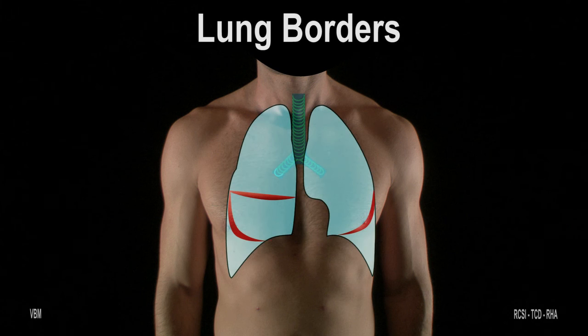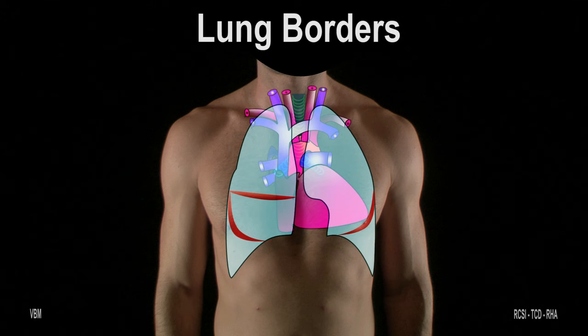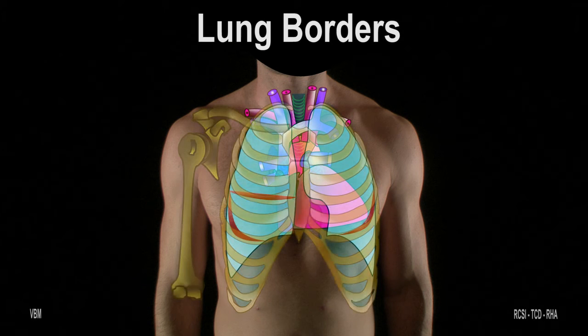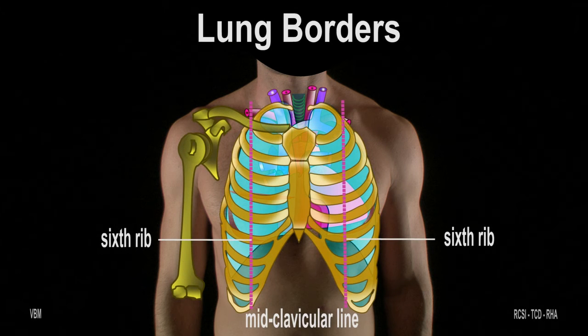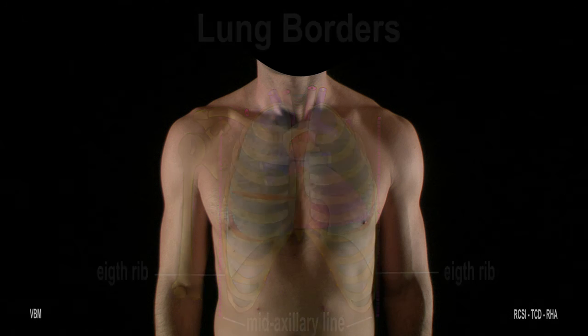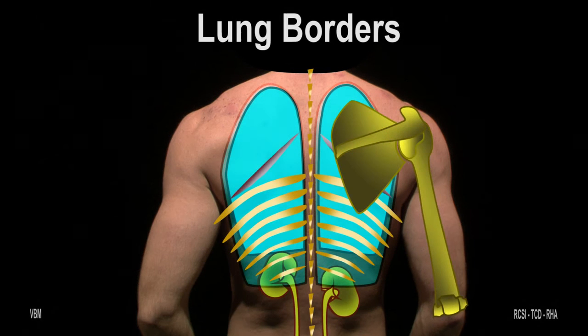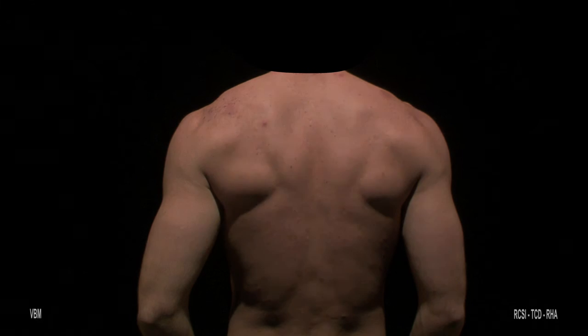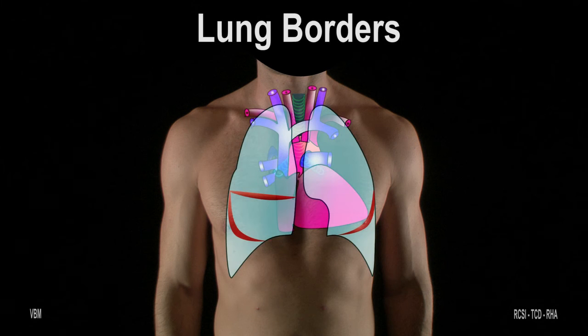Map the lower borders of the lung. The inferior margin of the right and left lung lie at the 6th rib in the midclavicular line, the 8th rib in the mid-axillary line, and the 10th rib posteriorly. The lower borders of the lung run 2 rib levels higher than the parietal pleura.